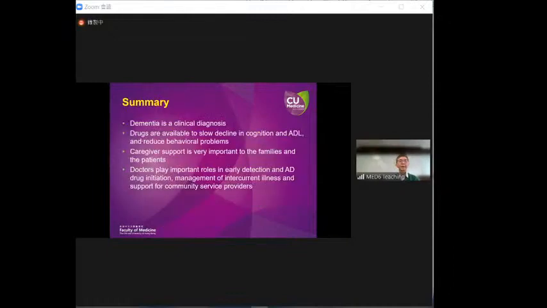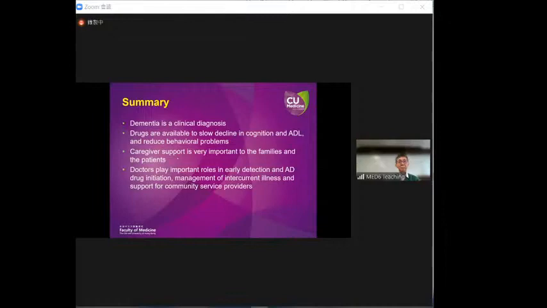So in summary, dementia is a clinical diagnosis. We have to look out for it because the patients do not complain about it. So don't wait for the families to be worn out before we go for this diagnosis. Even in normal day practice in dealing with older people, look out for cognitive impairment and dementia. There are drugs available to slow the decline in cognitive function and ADL and reduce behavioral problems. But we have to be careful about the use of drugs because of the problems of polypharmacy and side effects.